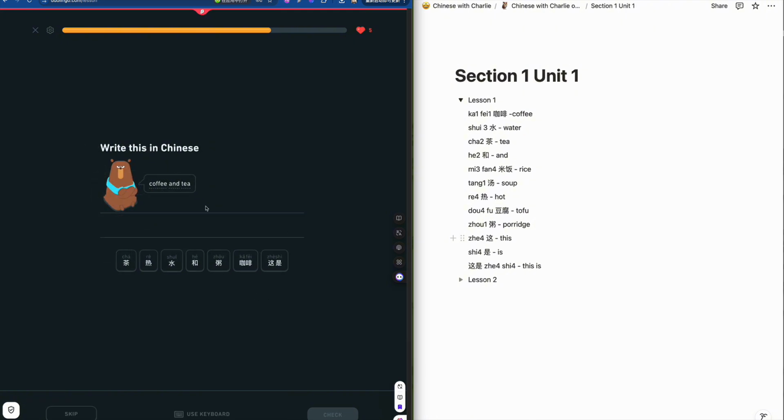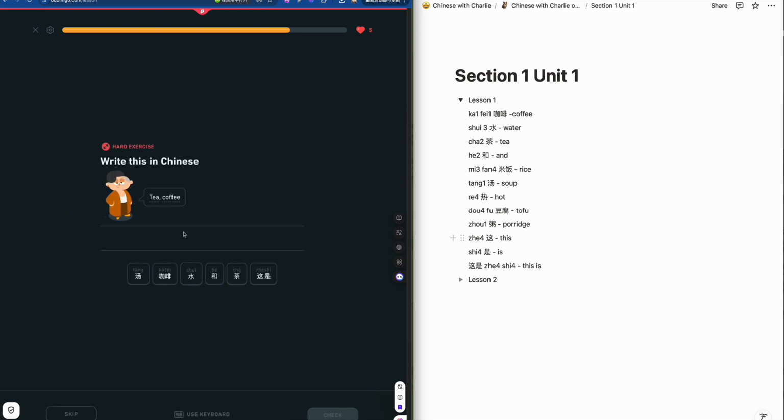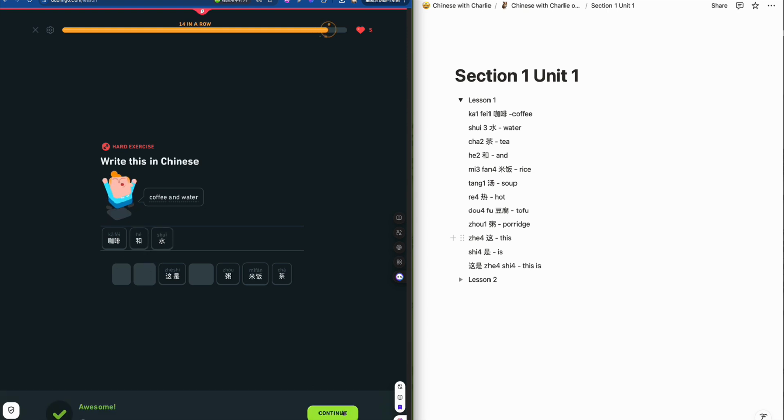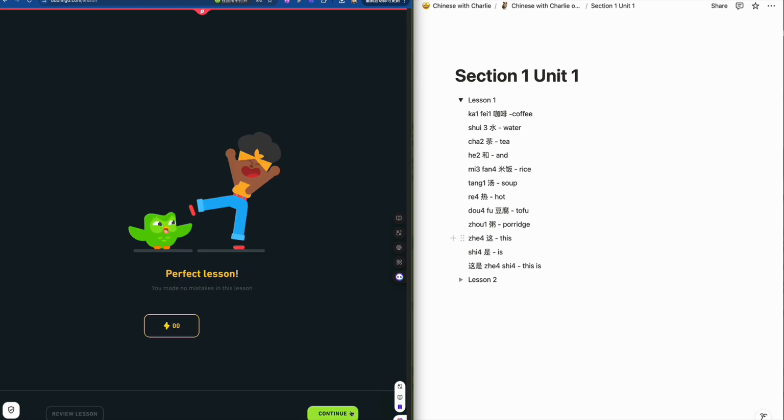Coffee and tea. So here we have and, we need to use 和: 咖啡和茶. Tea, coffee. We don't have and, so just 茶，咖啡. Coffee and water, 咖啡和水. The last one, water and tea. 水和茶. Alright, that's the first part.